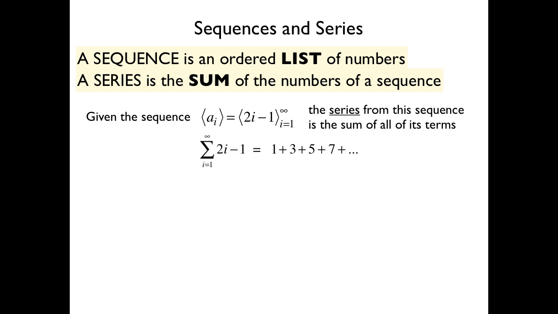Okay, you should have written this. So this is our summation, right? Sum up all the terms starting from i equals 1 on forever. And each term is 2i minus 1.